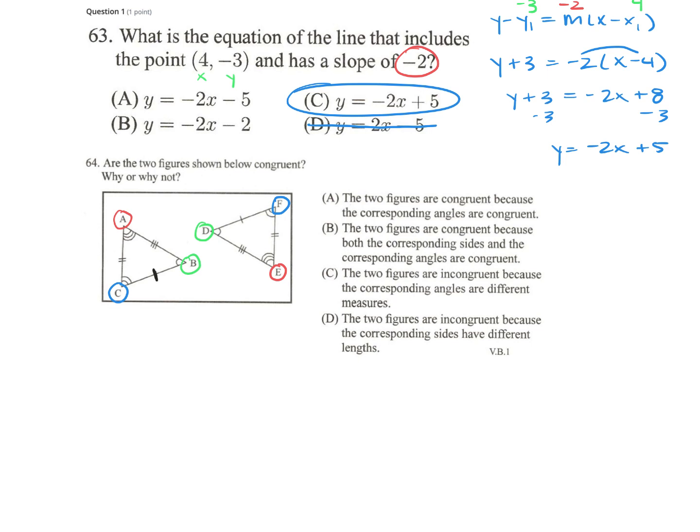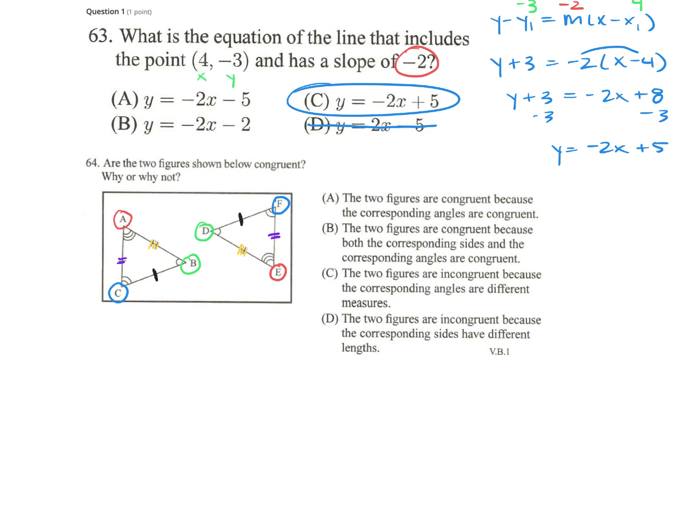Okay, this side CB, which is between the green and the blue, is congruent to DF, which is again between green and blue. Then I have the next pair, side AC, which is between red and blue, is congruent to EF, which is between red and blue. And then we have that third side, AB, between red and green, congruent to DF, between red and green. So it looks like these are congruent triangles.